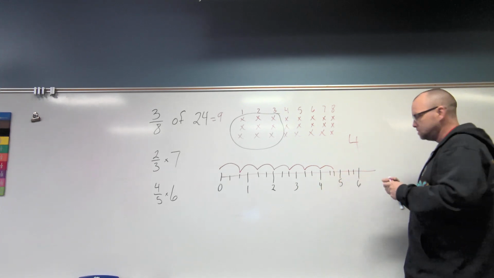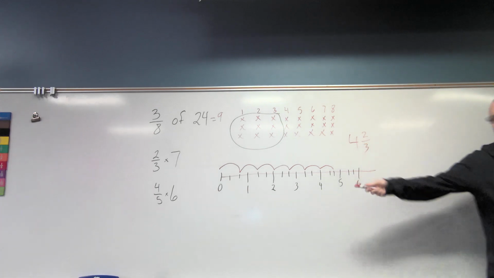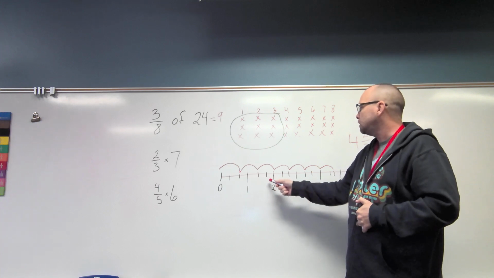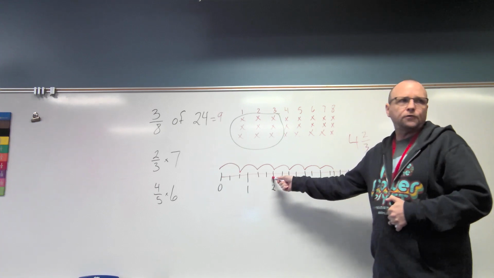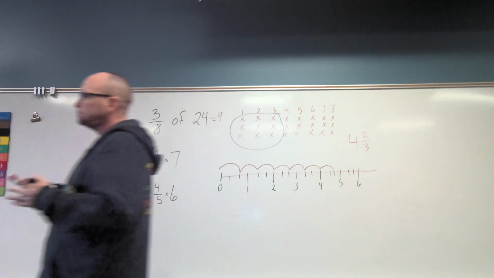4 and 2/3. Because each of these marks is a third. So this is 1, 1 and 1/3, 1 and 2/3, 2, because 1 and 3/3 is 2. Okay? So that's my number line example.